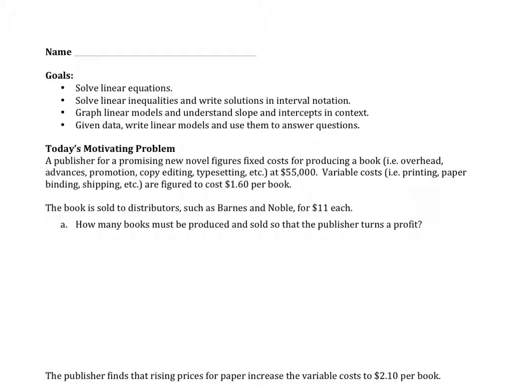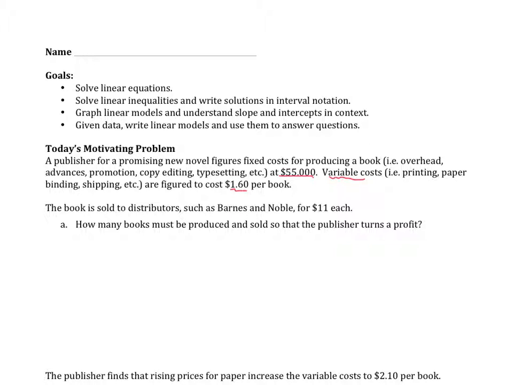Okay, students, in this video, what I like to do is go over our in-class assignment today, go over the first problem, the first two problems, and make sure that you feel comfortable with this. So, in our first problem, we had a publisher that had a new novel, and there were some fixed costs for producing the book, and the fixed costs were $55,000. But there were also some variable costs, and the variable costs were $1.60 per book.